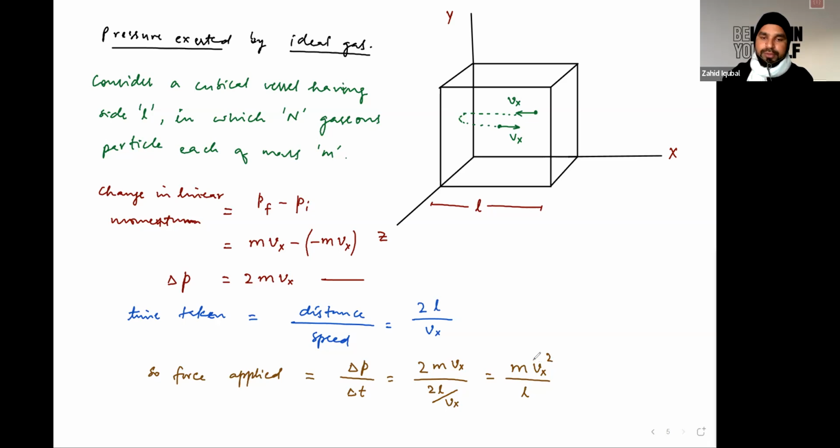But this is force exerted by just one particle. If you have to calculate for n number of particles, just multiply it by n. So for n particles, total force exerted will be n times m into Vx squared divided by L.